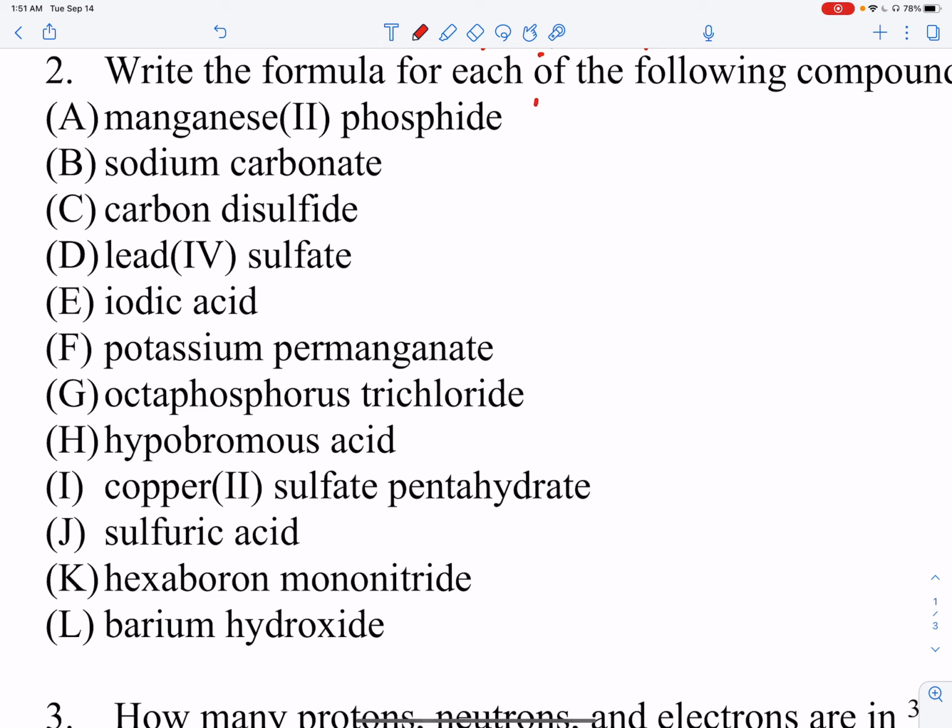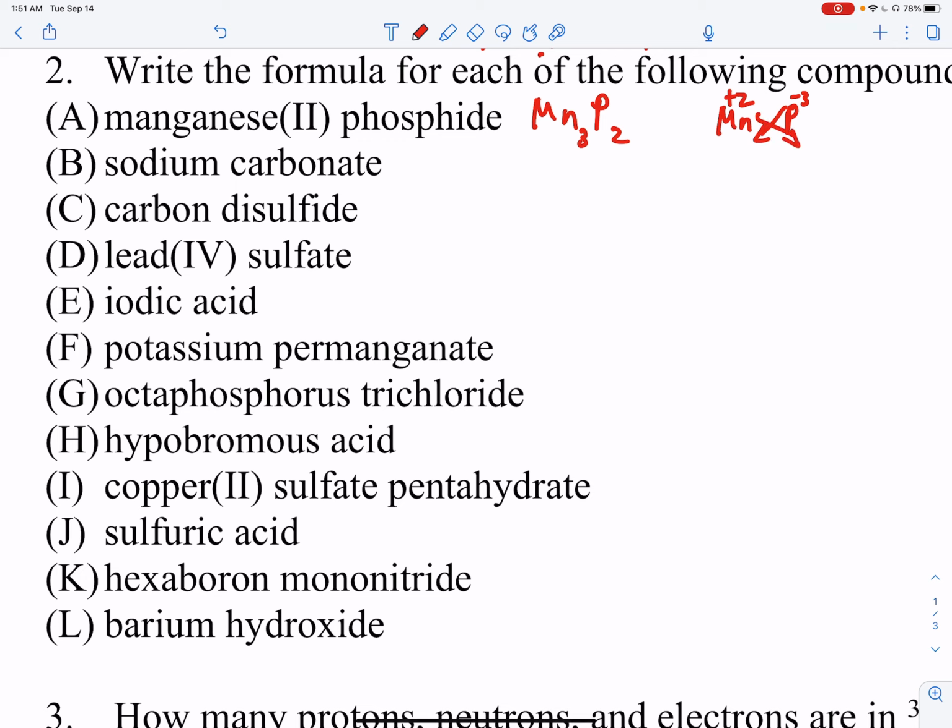So manganese, it's telling me, is +2. Phosphorus, I know from the periodic table, is -3. It's in the group with nitrogen, so it has a -3 charge. So what do I do? Well, I'm going to need 3 manganese for every 2 phosphorus. So I swap the charges. You could do it like this, where you put manganese +2, phosphorus -3, and then you show that you're swapping it down there to put the subscripts.